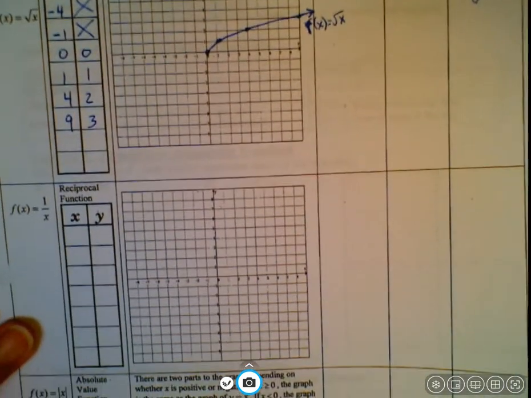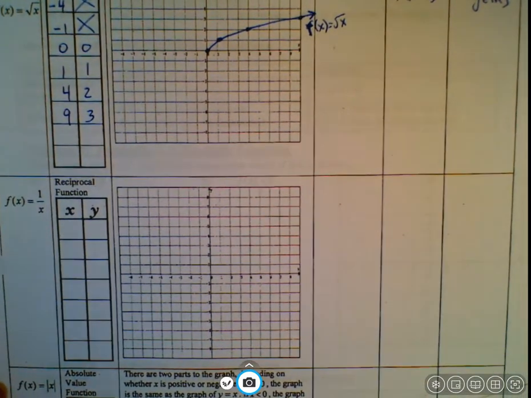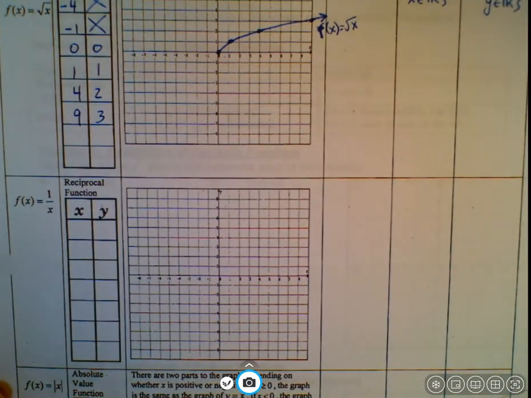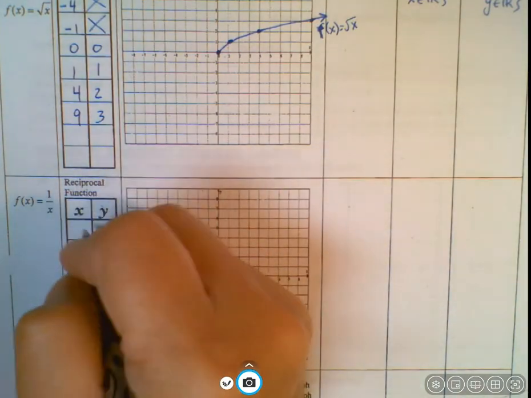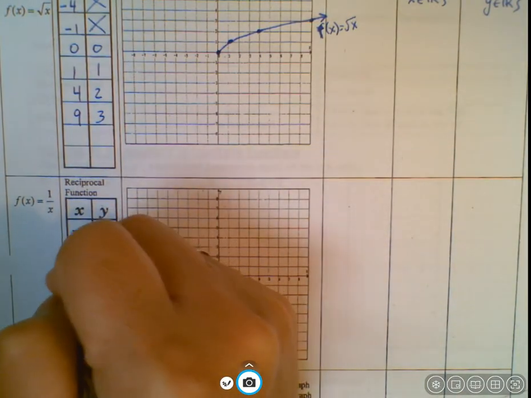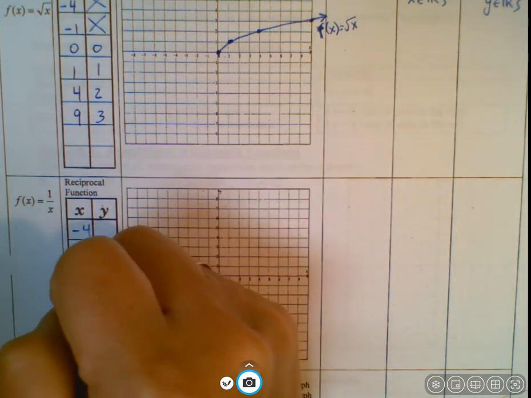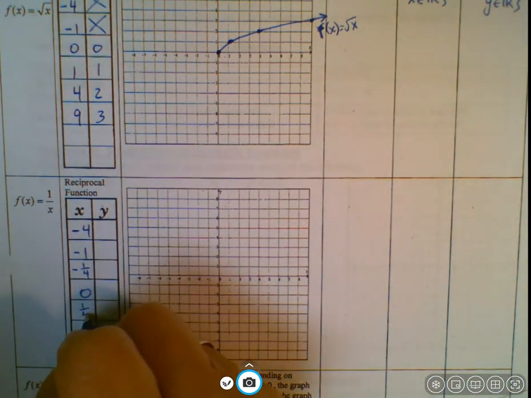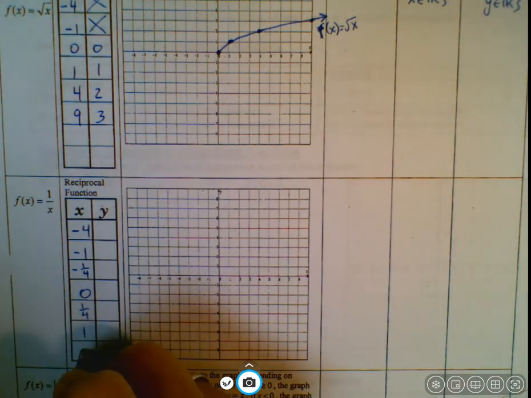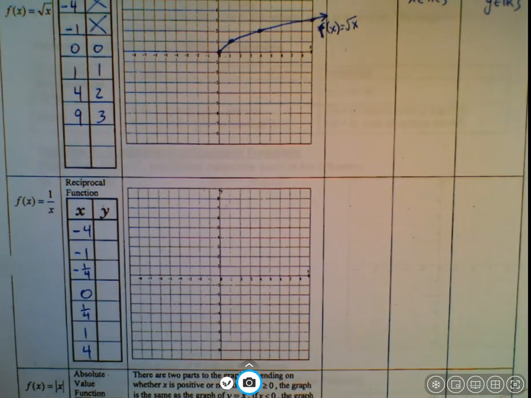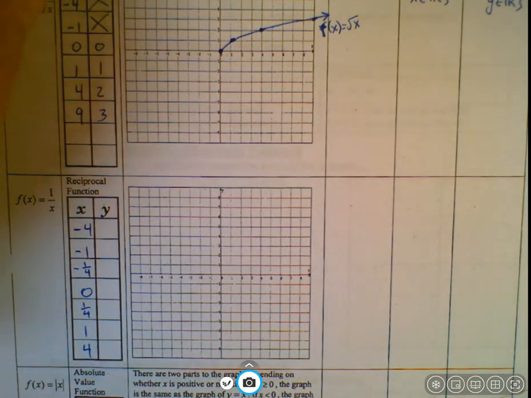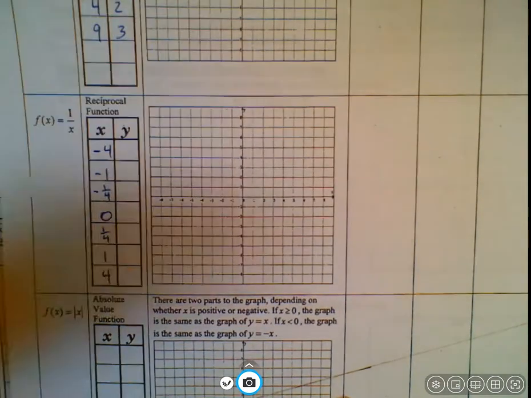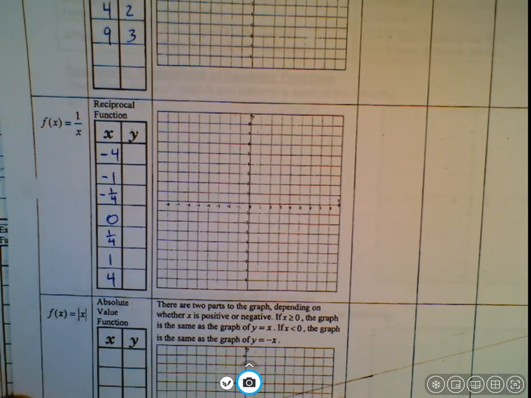All right, here's another important one called the reciprocal function. So this one's all new. And so I'm going to give you some numbers for this one also. So I'll go -4, -1, -1/4, 0, 1/4, 1, and 4. Okay, now it may seem funny why I chose those particular numbers, but just bear with me and hopefully it'll make sense why I chose those.